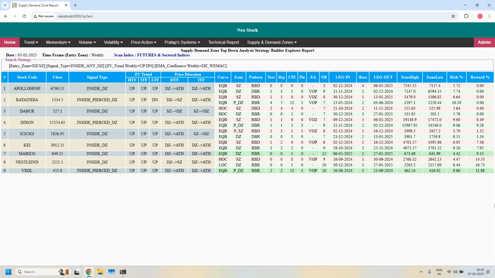So these weekly demand zones are having weekly EMA confluence and also current price closed inside the weekly demand zone. And some of these weekly demand zones are pierced zones. You can use pierced zone strategies, learned in lesson 28.